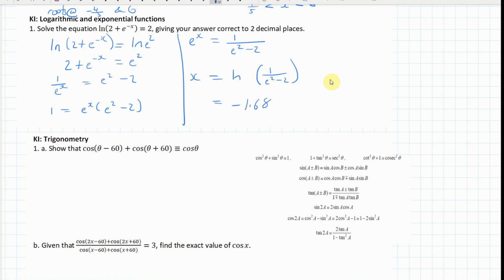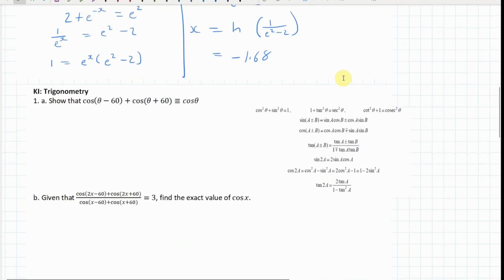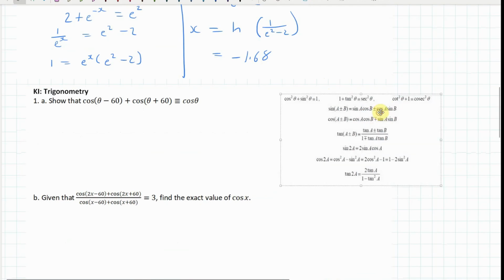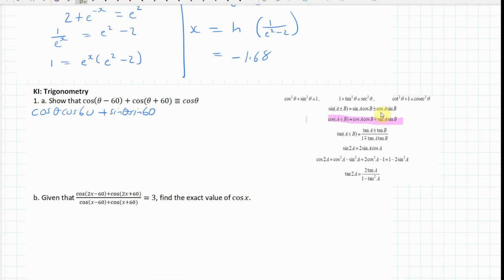Okay, the next one is a trigonometry question. We've got to show that cosine (theta minus 60) plus cosine (theta plus 60) is equal to cosine theta. So we're looking at the cosine addition rule. The first one is subtract, so that is cosine theta cosine 60 plus sine theta sine 60. So this is just that bit.